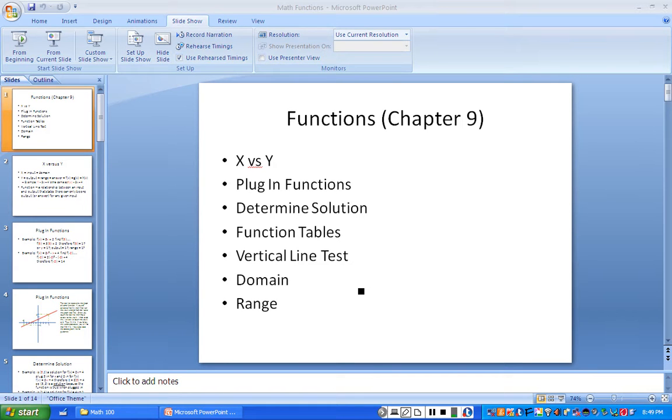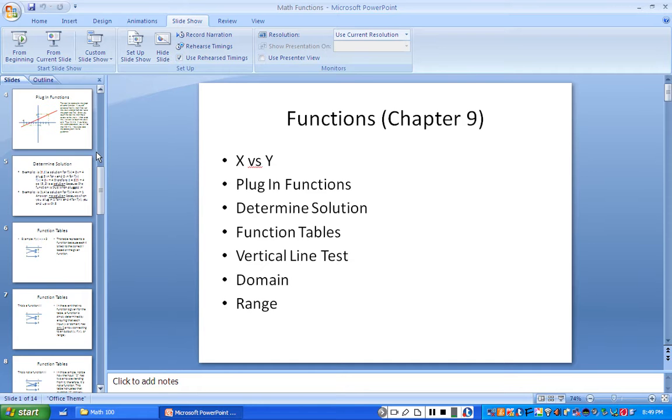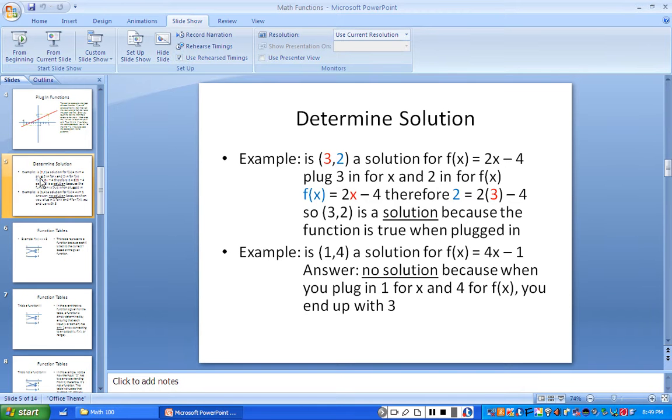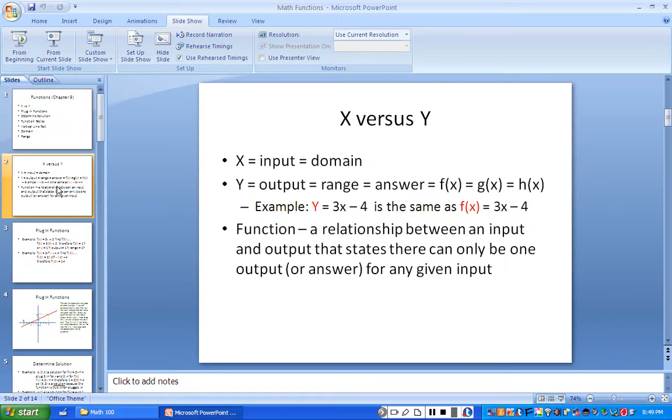Alright, let's see here. Okay, go to our next slide. Come on, next slide. Alright, there we go. Is that right? No, that's not what I wanted. This is what I want. There we go.